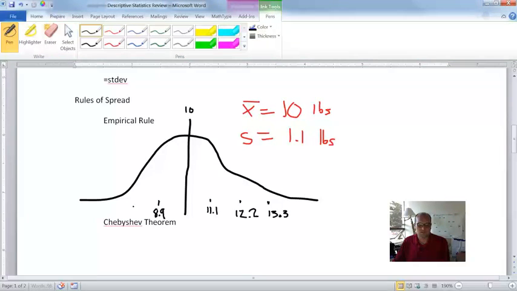Okay, let's go this way. Let's see if I can do the math backwards. If I subtract 1.1, I end up with 7.8. Then subtract 1.1 again, I end up with 6.7. Is that right? 7.8, 8.9, yeah, I think I did the math right. So this is 10. What does this mean?